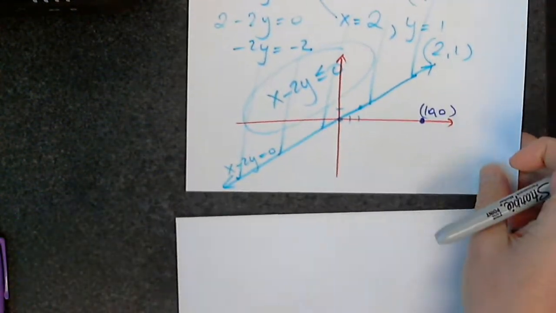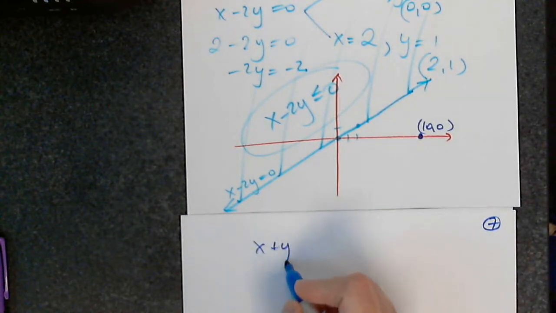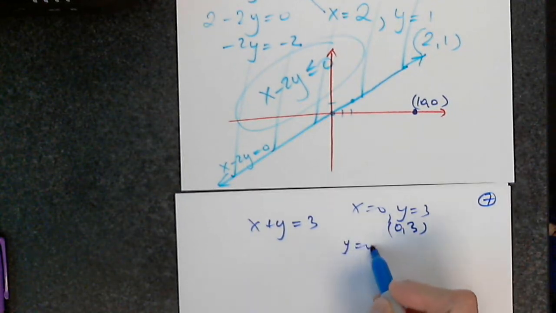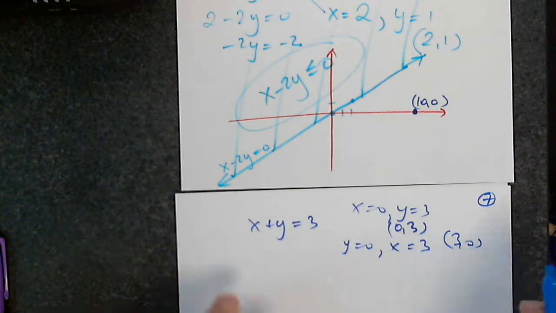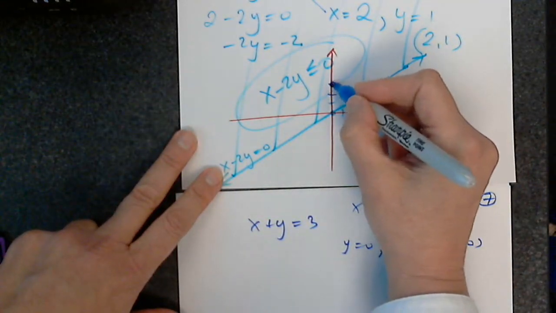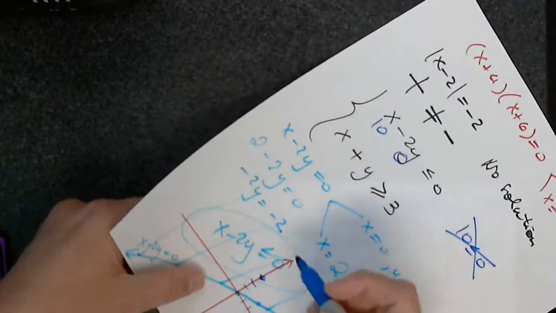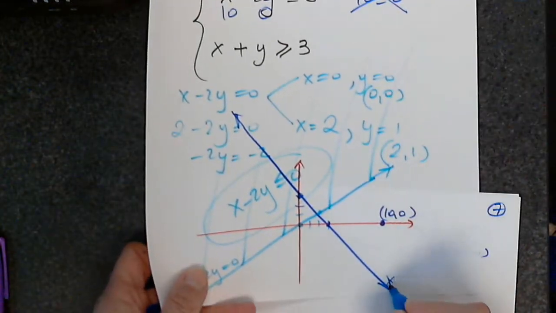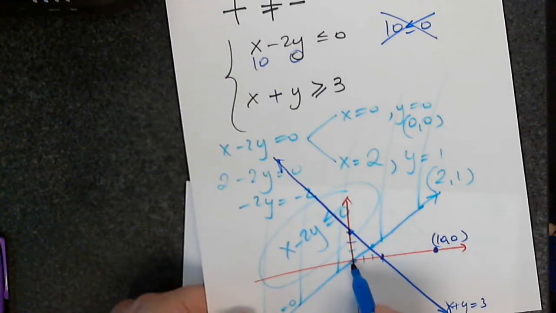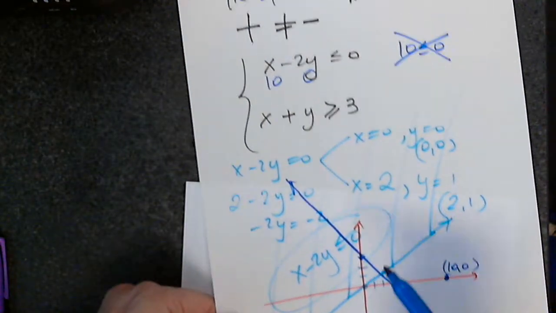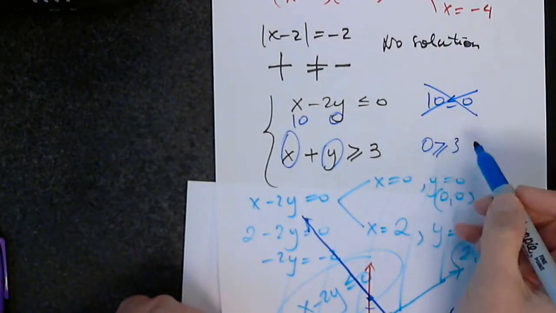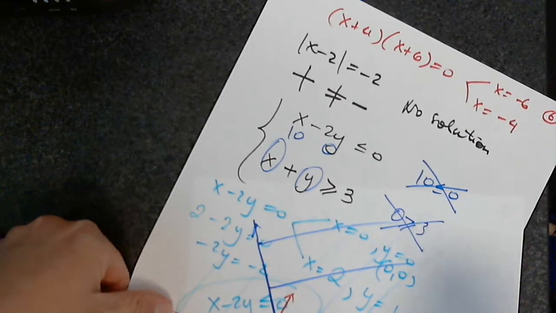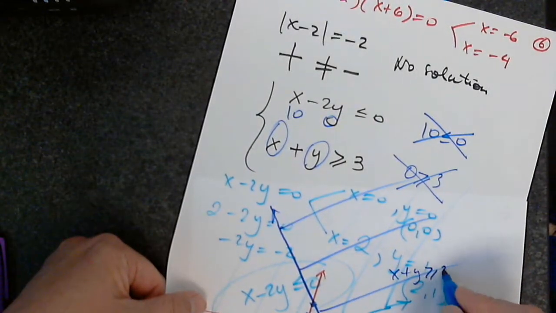Better? Okay, perfect. So now x plus y equals 3. When x is 0, y is 3, so 0, 3. When y is 0, x is 3, so 3, 0. So 1, 2, 3, 1, 2, 3. Solid line, yes. So this is x plus y equals 3. I will choose the origin to check this area. 0, 0: is 0 greater than or equal to 3? No. So I have to shade in the opposite, and this will be x plus y greater than or equal to 3.